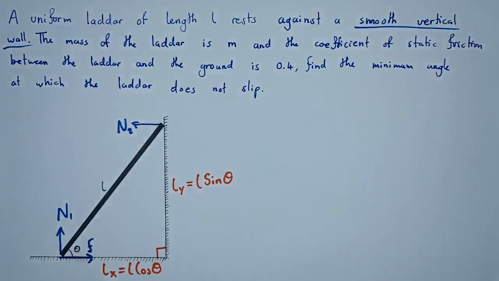That said, let's talk about the rotational motion or rotational torque in this case. Now to do that, we need to choose a point where this system or the ladder can rotate about.